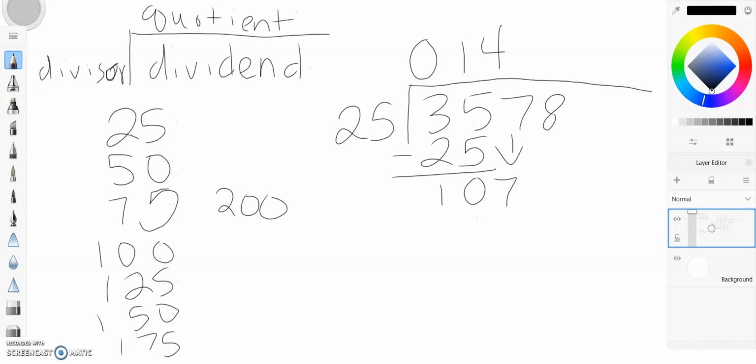And since it's 25 times 4, which is 100, we subtract 100. 7 minus 0 is 7, 0 minus 0 is 0, and 1 minus 1 is 0. 25 cannot go into 7, so we're going to bring down our 8. So now we have to see how many times can 25 go into 78. I'm going to let you go ahead and figure that part out on your own. I'm going to give you a few seconds to see.